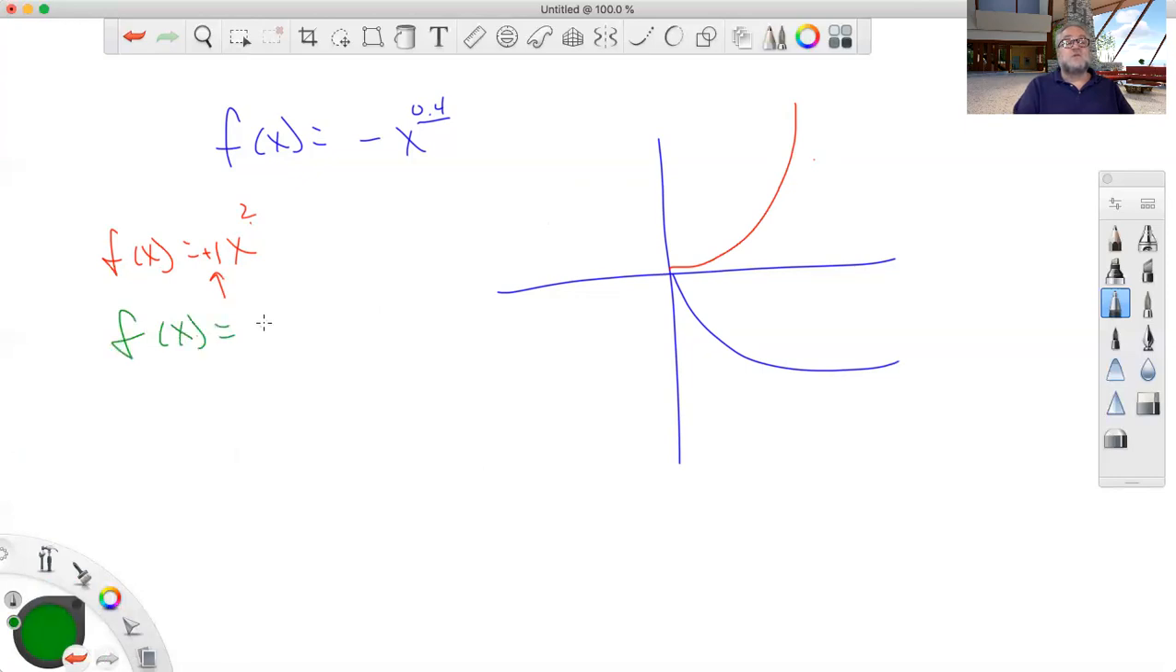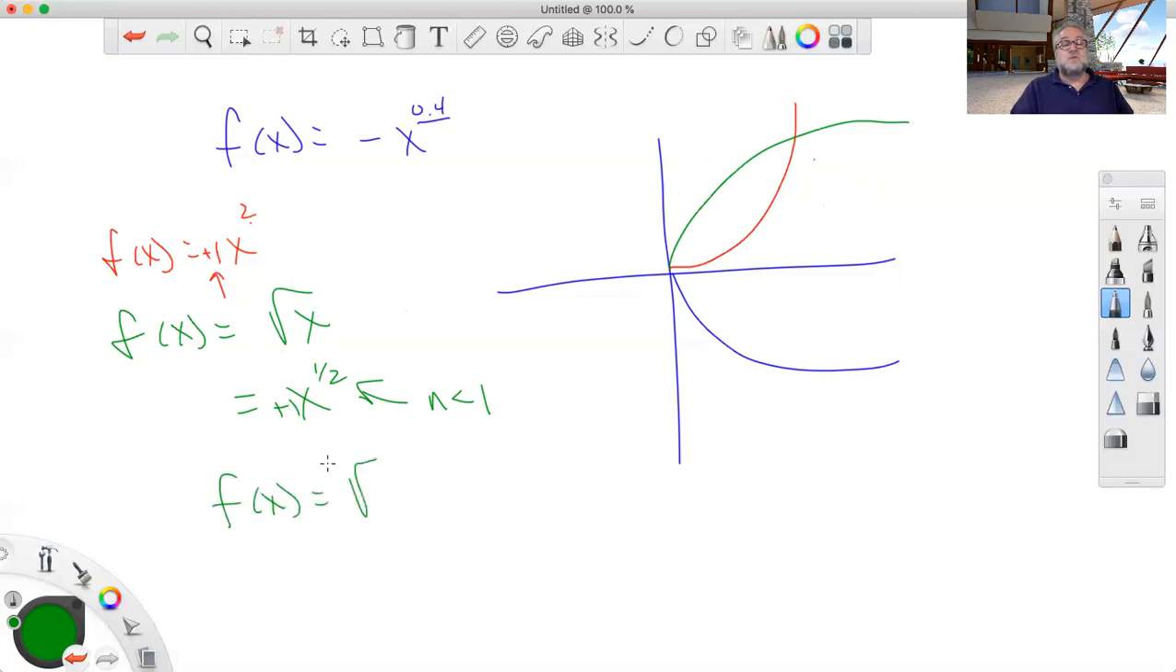f of x is equal to square root of x. Well, that's going to be x to the 1/2 with a plus 1 out front. We're in the top half. n is less than 1, so we're going to be on that one. We're never going to say draw this one and then draw f of x equals cube root of x and compare the two. We're not going to do that, right? I don't even know. I'm guessing it would be more like that. It'd be steeper, maybe, but I'm not really sure. But we're not going to compare these two.